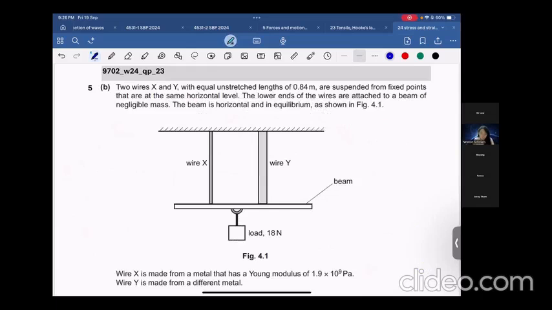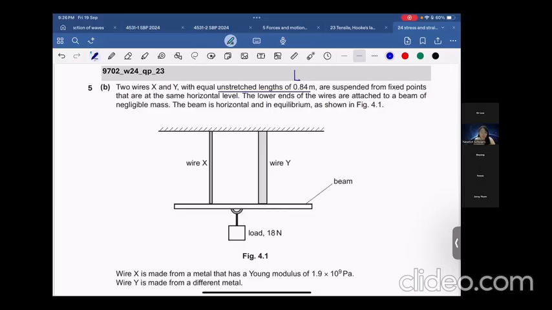Okay, two wires X and Y with equal unstressed length. So this is the unstressed length, the original length L, suspended from fixed points that are at the same horizontal level. The lower ends of the wires are attached to the beam. We ignore the mass, so we don't give any extra weight. The beam is horizontal and in equilibrium. That means hanging horizontal.